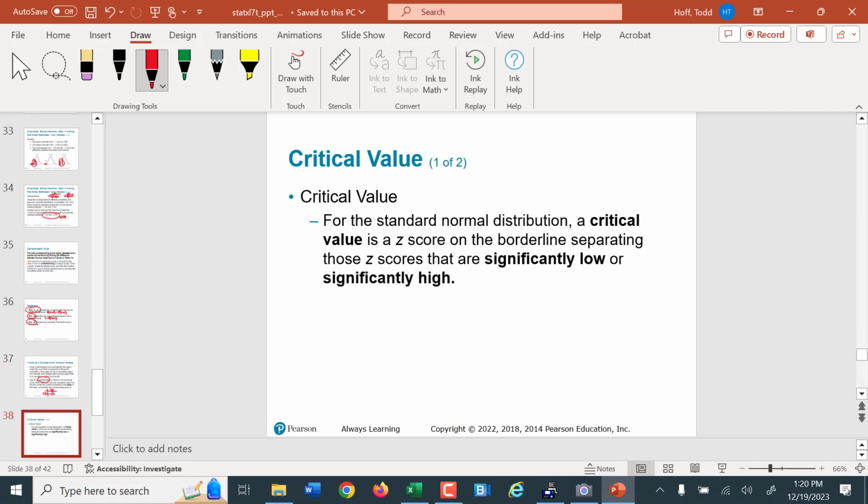So for the standard normal distribution, one of the things we look for is a critical value of z. That is, remember on our bell curve, that could be a value that's separated as a significantly low value for our variable, so a really small probability of being smaller than that value, or a significantly high value for the variable, so a very small probability of being greater than that number.